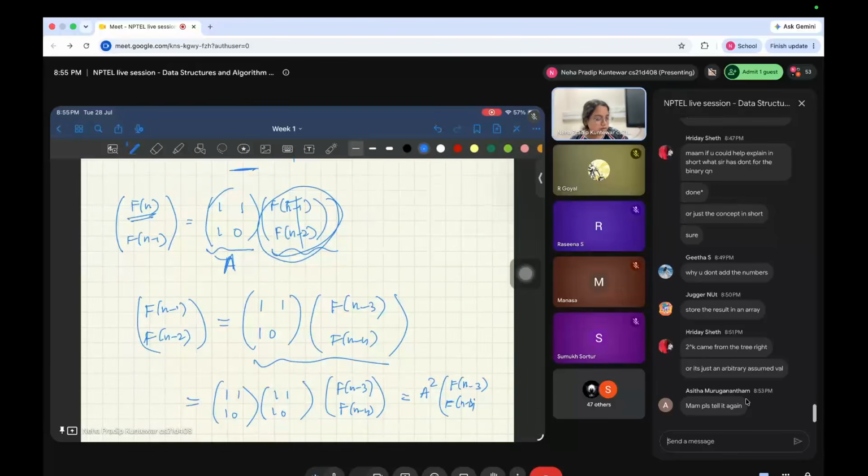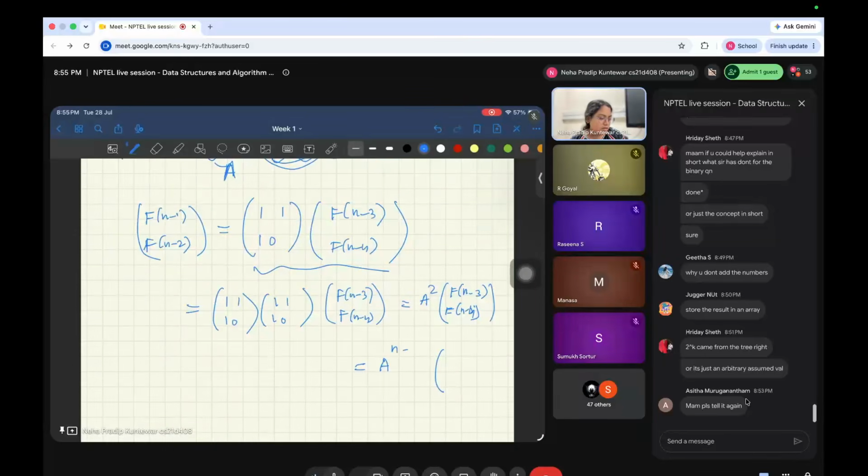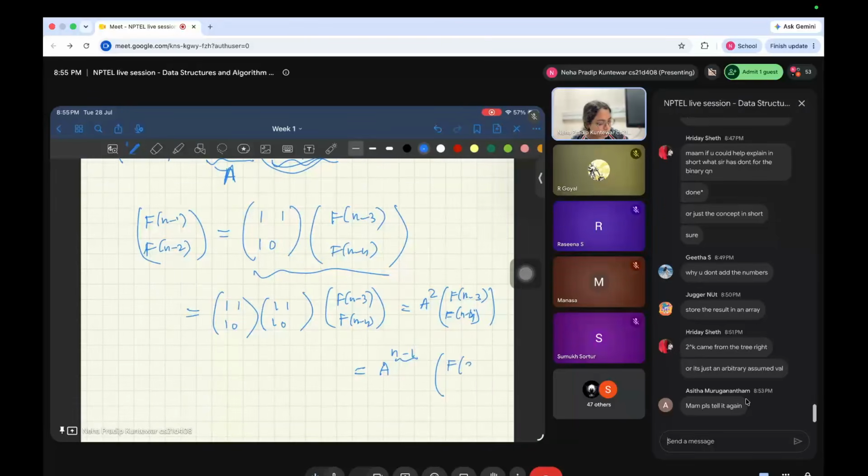Now if you keep on repeating this, A to the, I think this should be n minus something. I'll back calculate this, but this is going to be f of 2 and this is going to be f of 1. So what you're doing is continuously replacing this with this formula, and every time you are multiplying with an A and reducing this n minus 3 to n minus 4, n minus 5, and so on. Okay, does this make sense?